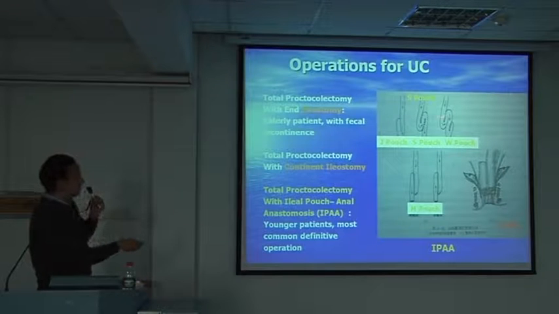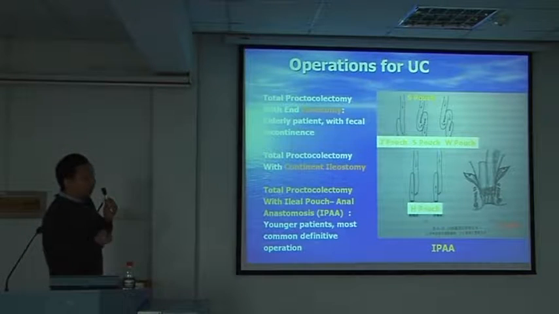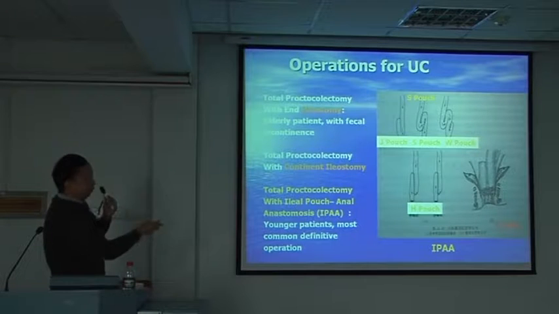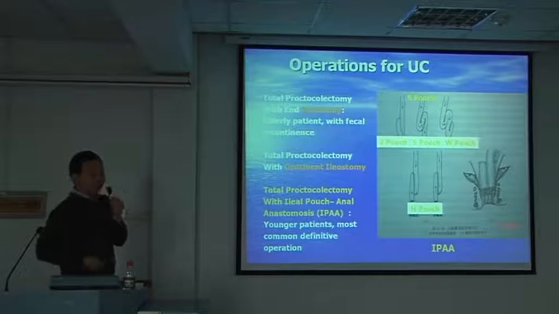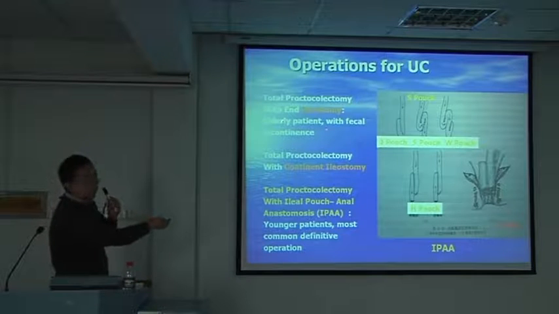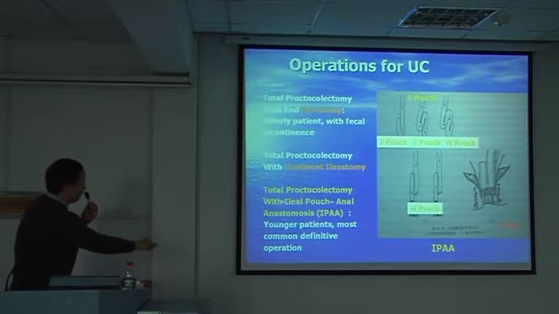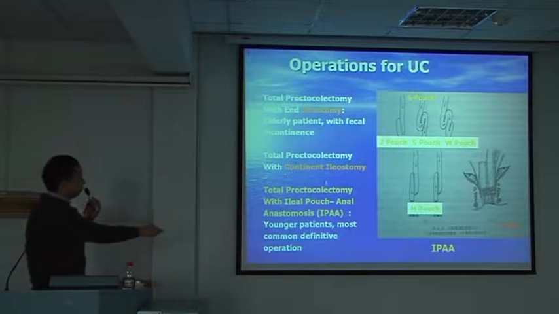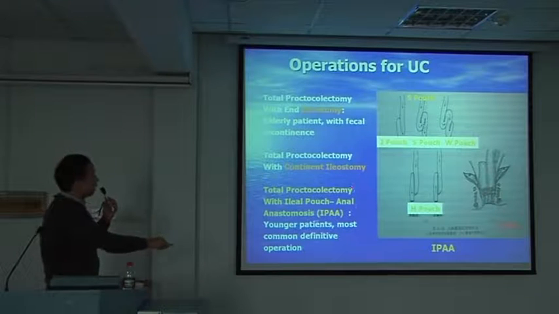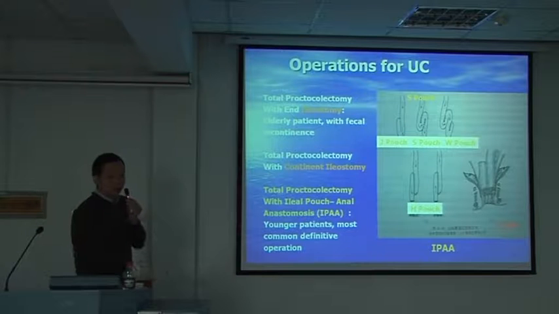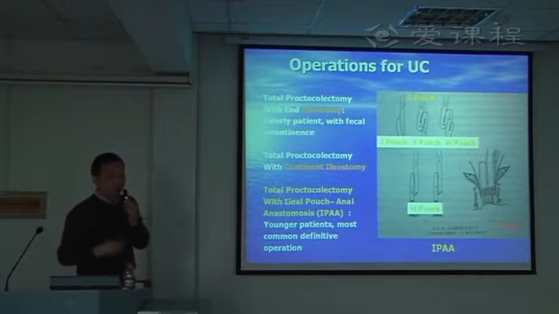So this is the operation choice. There are several choices. One of your students just asked me, is ileostomy okay? It's okay. Remove all the colon and rectum, then do the ileostomy. For people with fecal incontinence. Okay, so the most common definitive operation is here: total proctocolectomy with ileal pouch anal anastomosis, IPAA. It's a popular surgical procedure all over the world.